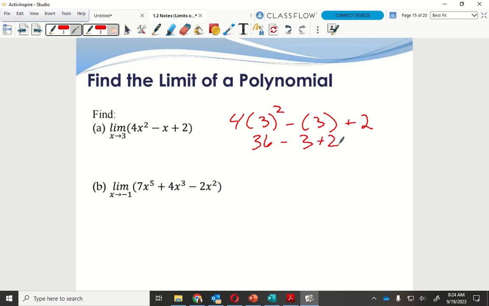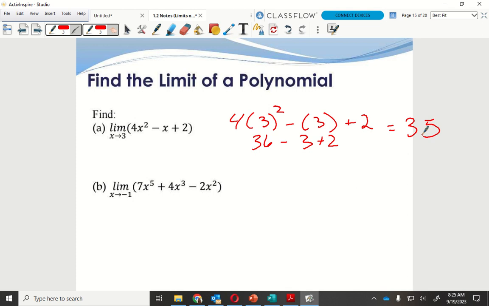So it's going to be 35. 36 minus 3 is 33. 33 plus 2, 35.